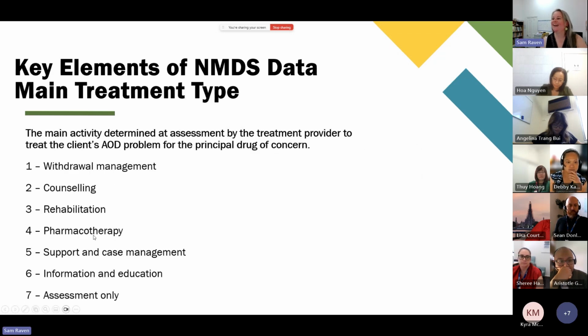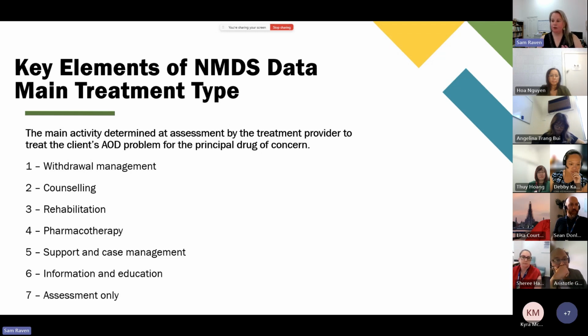There we go. The next key element is around main treatment type. So this is the main activity that the person is, the treatment that you're providing to the person. Withdrawal management or detox, counselling, rehabilitation, pharmacotherapy, support and case management, information and education, or assessment only.